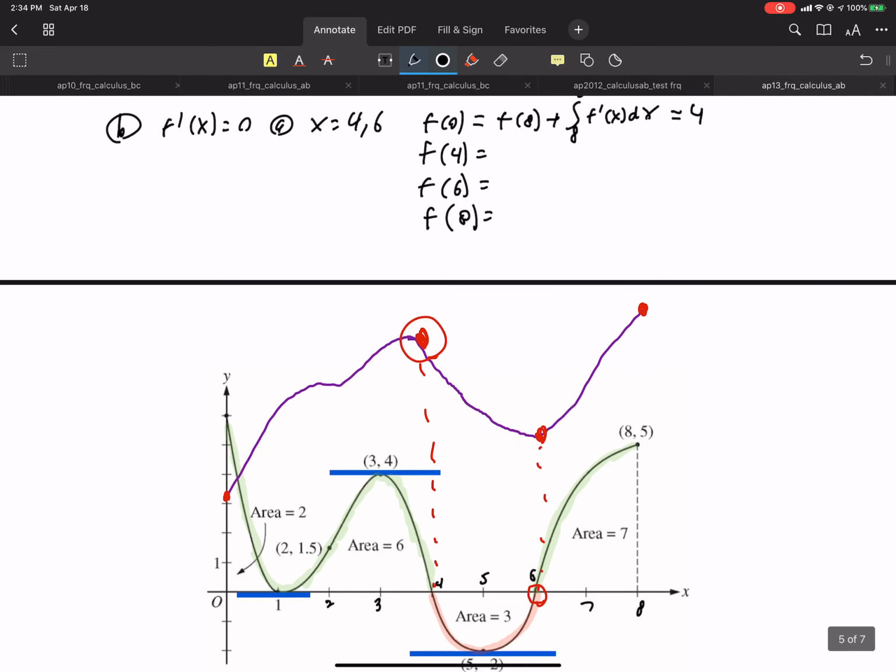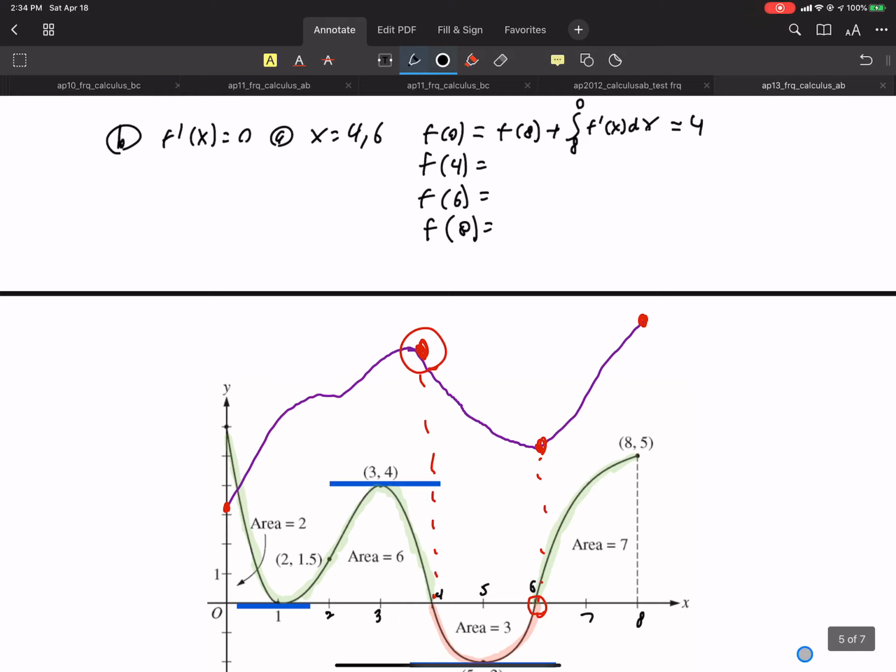And the integral from 8 to 0, we're integrating backwards here. We're going here to here. The integral from a graph is the net area. So it's going to be 7 plus 6 plus 2. What is that? 15 minus 3, which is 12. So that's going to be the net area. But since we're going backwards, that's going to be negative 12. So there is f of 0. f of 8 was easy. That's already given as 4.